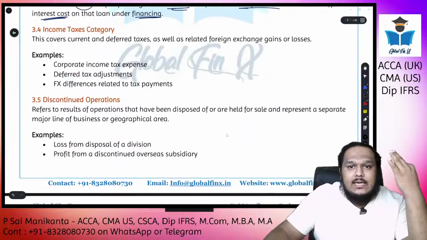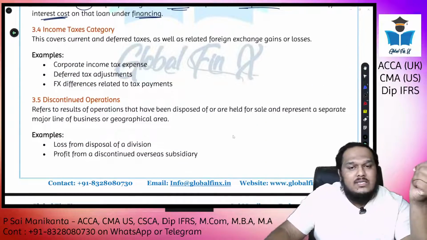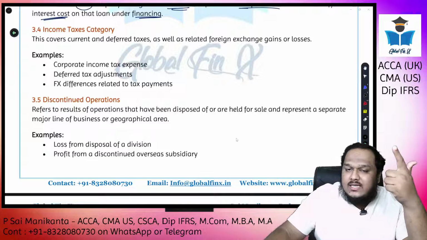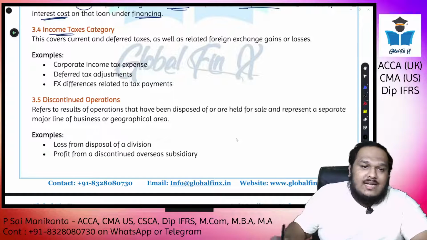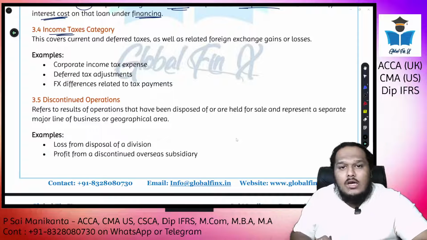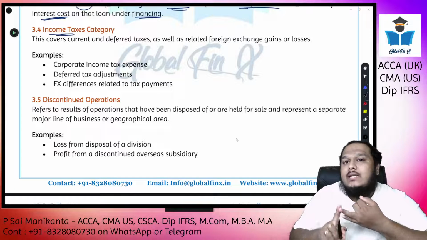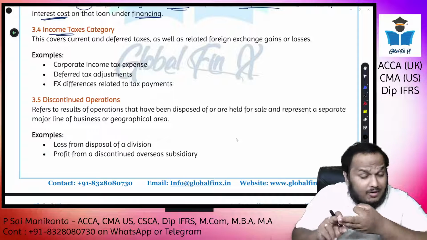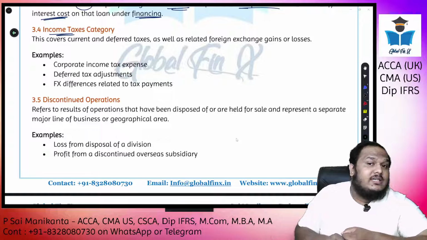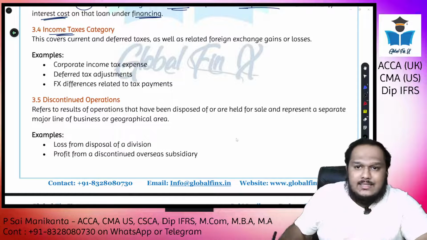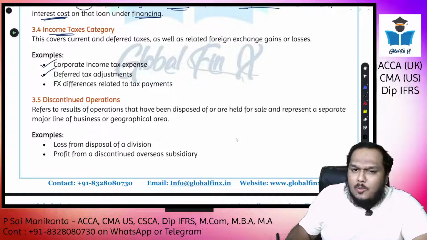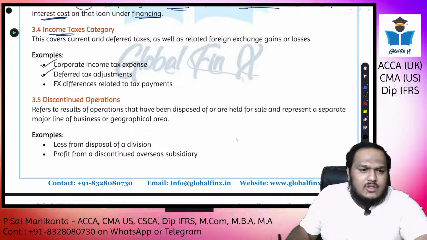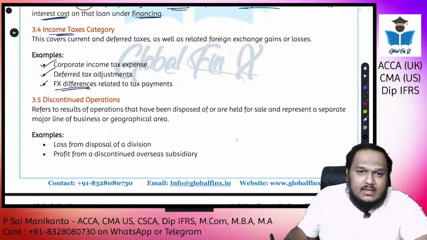So 3 categories are done. What are those? Operating, major business activities, and residual. Next, investing and financing. The 4th category is income taxes. Self-explanatory. All taxes, deferred taxes, income taxes, any foreign exchange adjustments related to these taxes will be shown under the taxes category. So current corporate income tax, deferred taxes, property taxes, all kinds of taxes. FX differences related to tax payments should also be shown under this category.